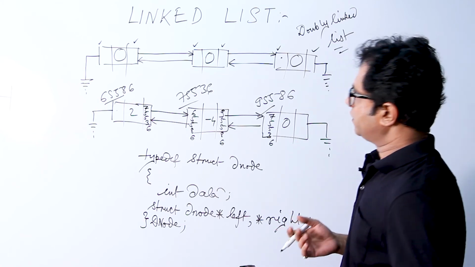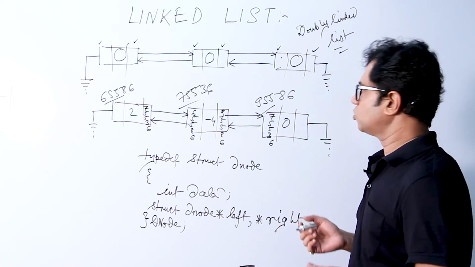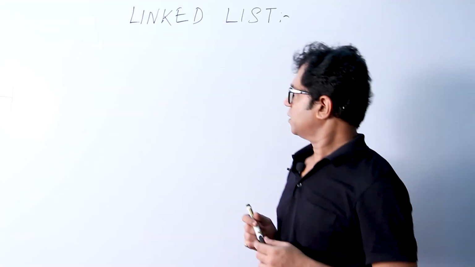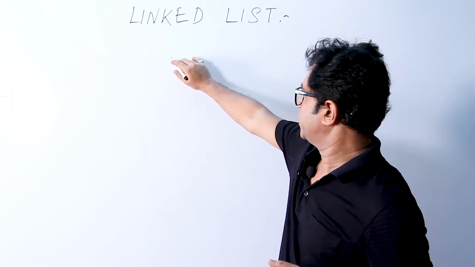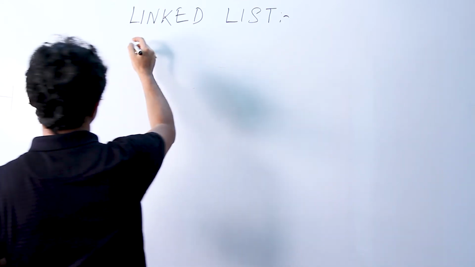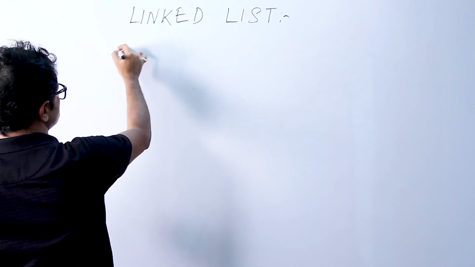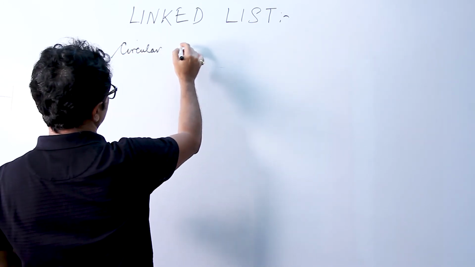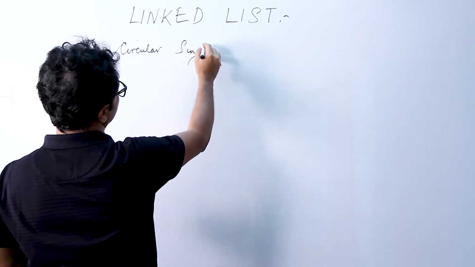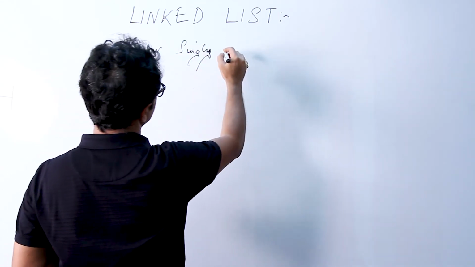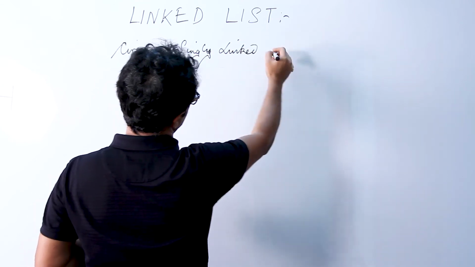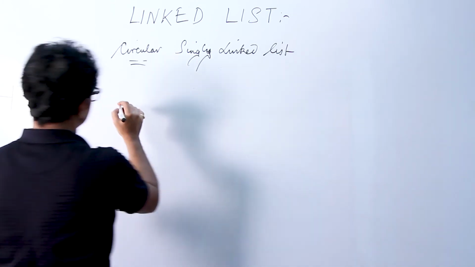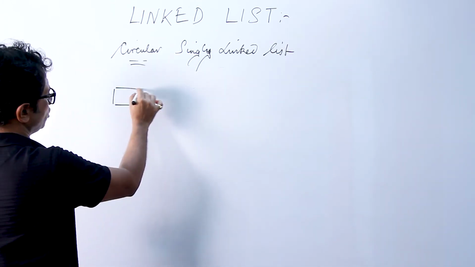Now we can have another type of linked list which is called a circular singly linked list. So let's write the circular singly linked list. There are other linked lists which can be called circular linked lists. So let me write it like this: circular singly linked list. What is a circular singly linked list? Let me give a pictorial representation in order to make you understand.